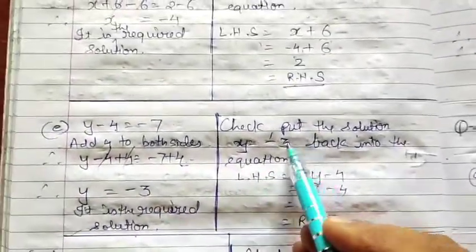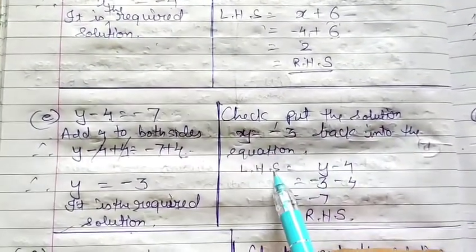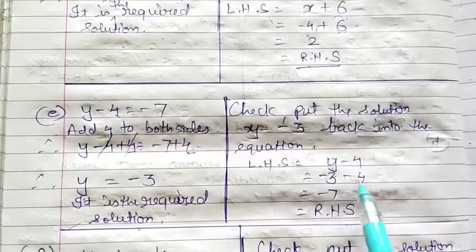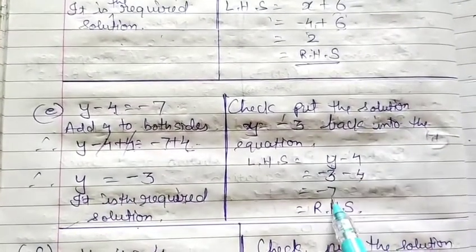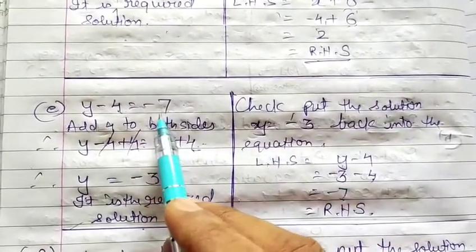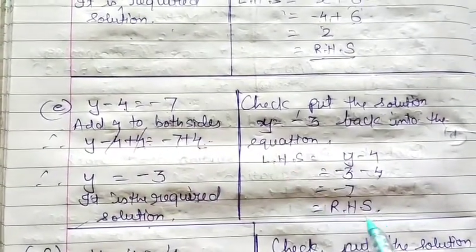Now how to check? Put the solution y equals minus 3 back into the equation. LHS, the expression y minus 4, in place of y write down minus 3 and minus 4. Minus 3 minus 4 gives minus 7. And see whether it is there in your question. Yes, it is there. So write down which is equal to the right hand side.